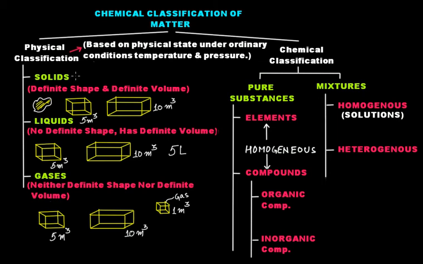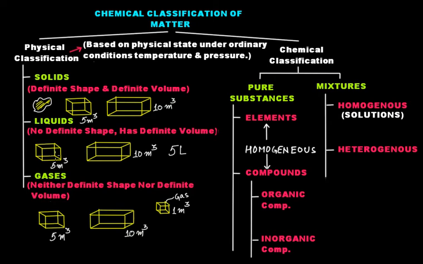In the case of solids, the solids have definite shape and definite volume. That's really very important. Let's understand this with an example. Here we have a piece of rock. This piece of rock has a definite shape and a definite volume. If we put this piece of rock in this cube-shaped object, its shape and volume will not change. It will remain the same as it was initially. Similarly, if you transfer it into this solid object, a cuboid, again its shape and volume will not change.